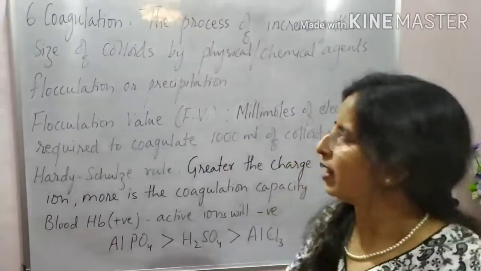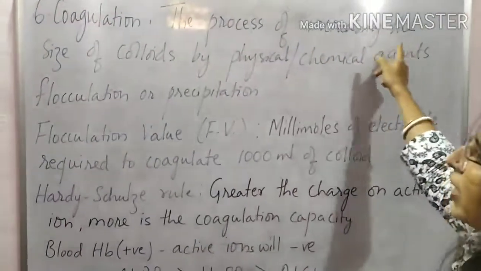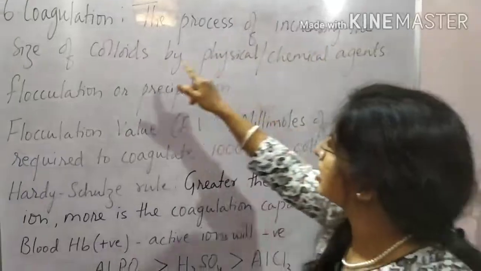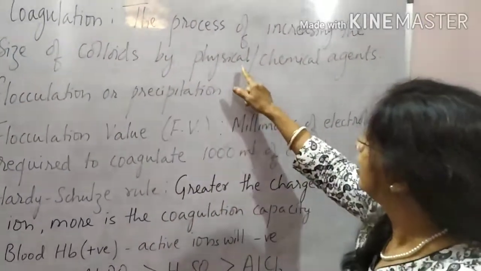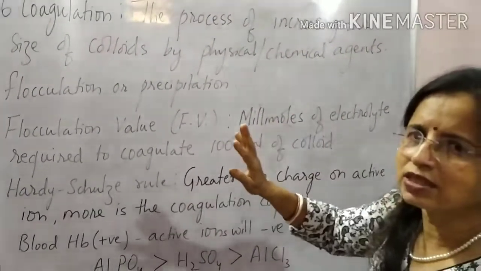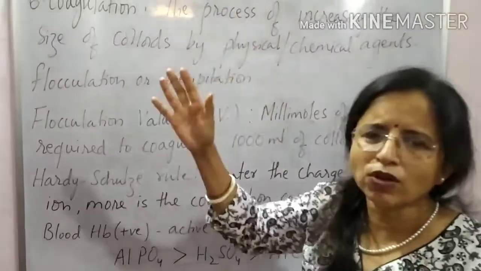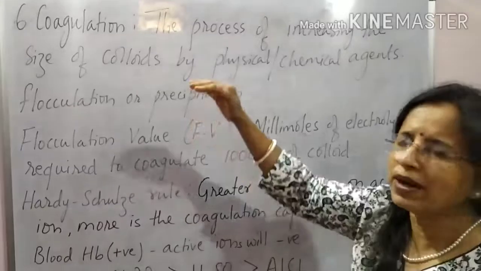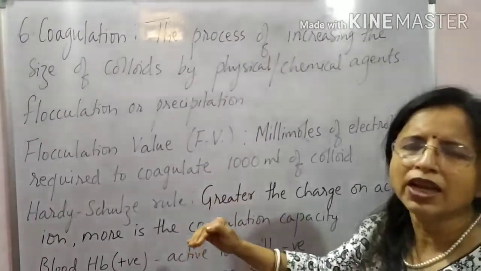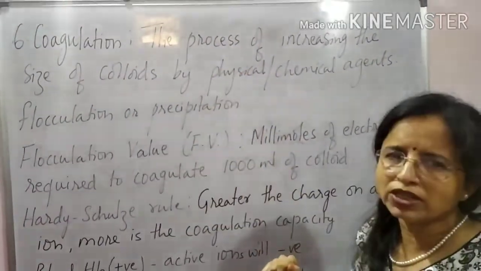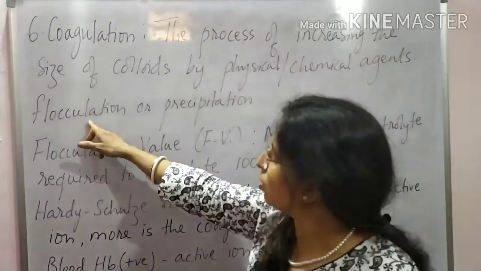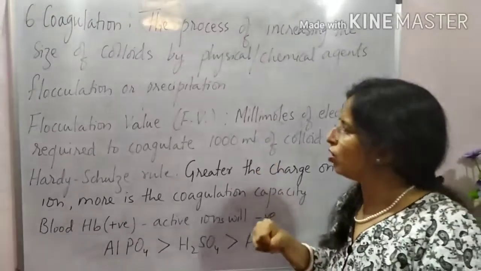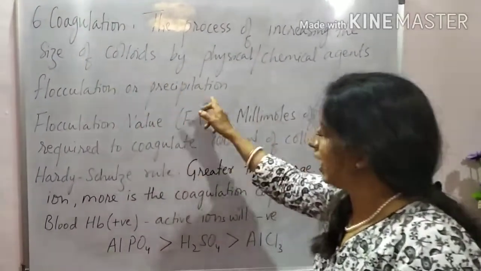So what is coagulation? It is the process of increasing the size of colloidal particles by physical or chemical agents. When we increase the size of the colloidal particles, they start settling down. The colloidal particles settle down by themselves and that we call coagulation. Sometimes coagulation is also called flocculation or precipitation.